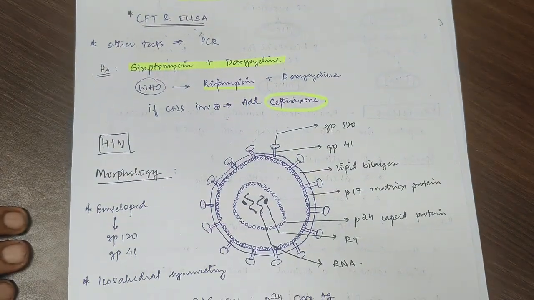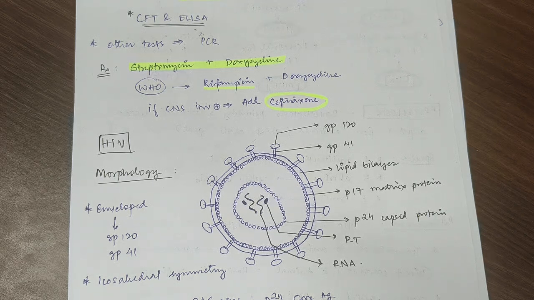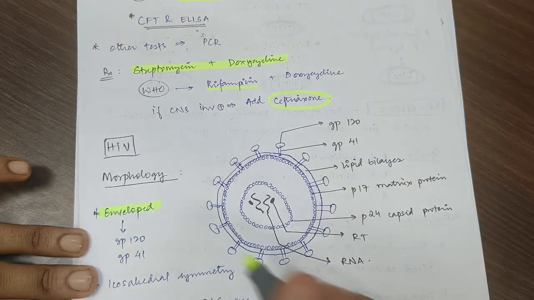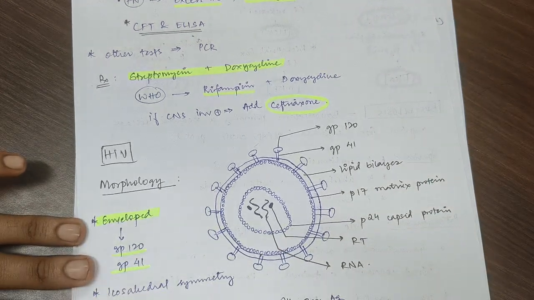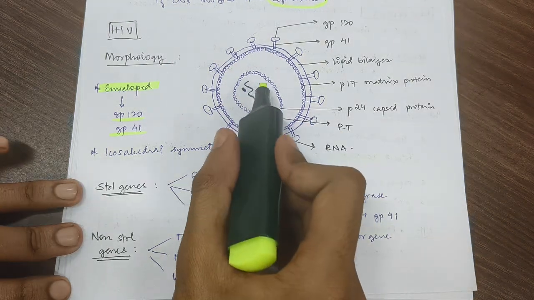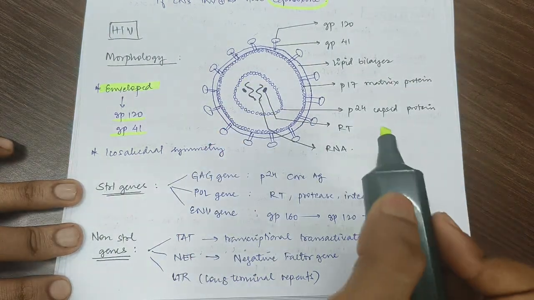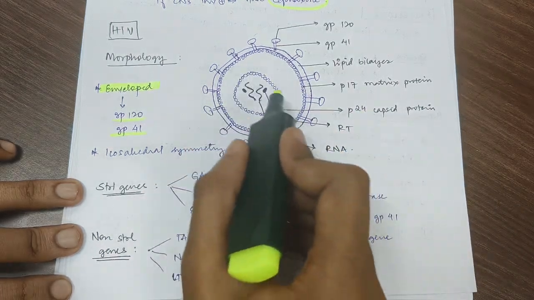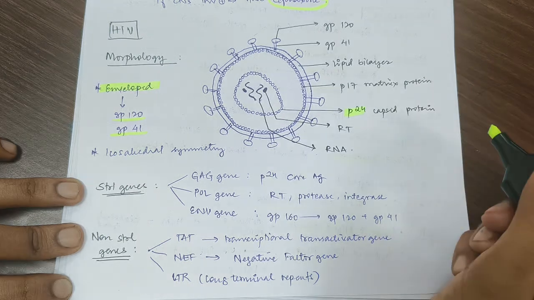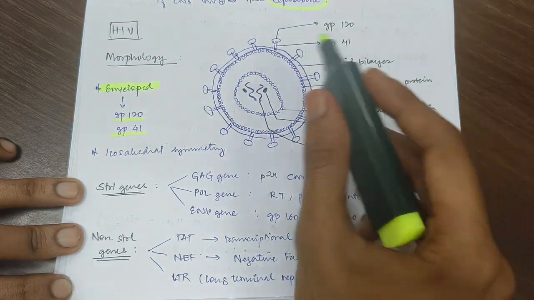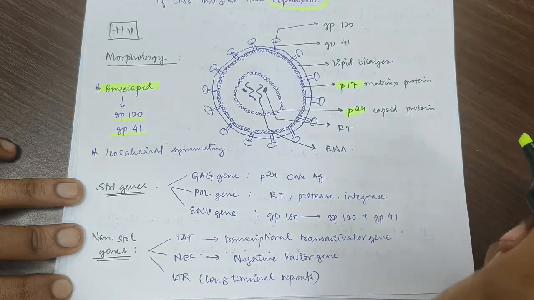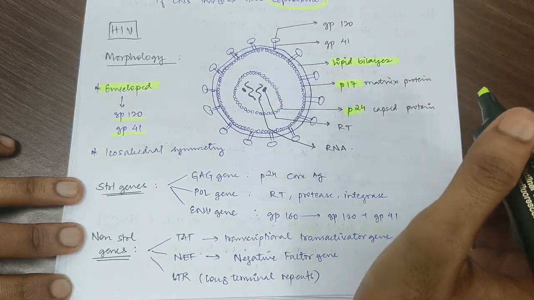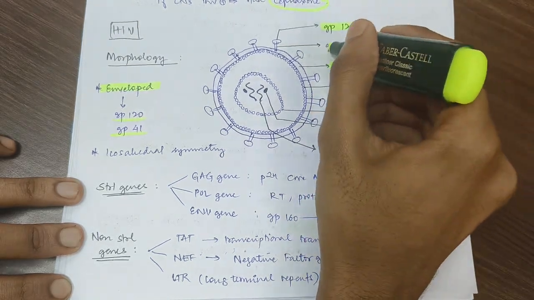Then the next disease is HIV, human immunodeficiency virus. Morphology: this is how we are going to draw it. First you draw the inner RNA, then the reverse transcriptase enzymes. Next, covering them is the capsid, made up of P24 capsid protein. Outside of it you are going to see the P17 matrix proteins, and outside of that the lipid bilayer. In the lipid bilayer you are going to see two enveloping proteins, GP120 and GP41.